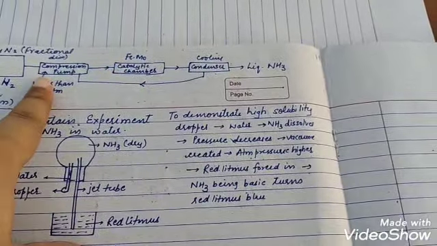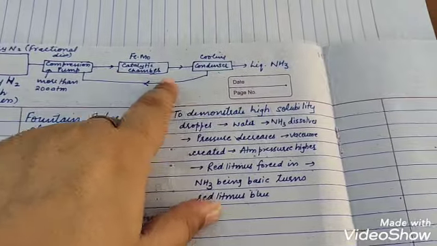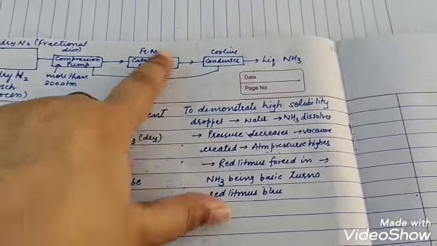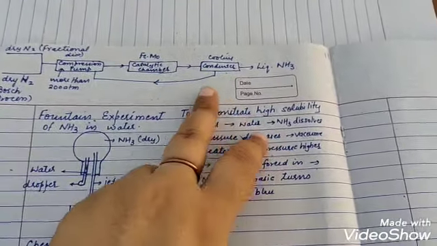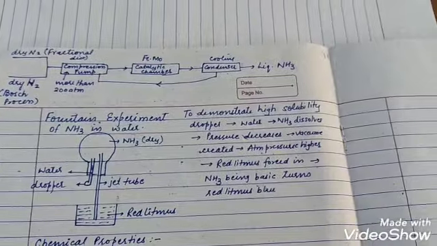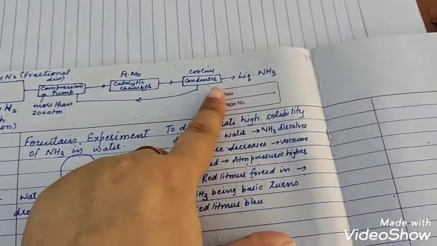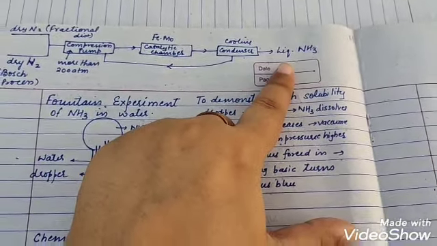So from the compression pump they will go to a catalytic chamber where catalysts will act on it. Then they will go to the condenser, because in the catalytic chamber there will be a temperature of around 400 to 500 degrees Celsius. So they will get heated up. Now they will condense. When they condense, they will cool down and form liquid ammonia.